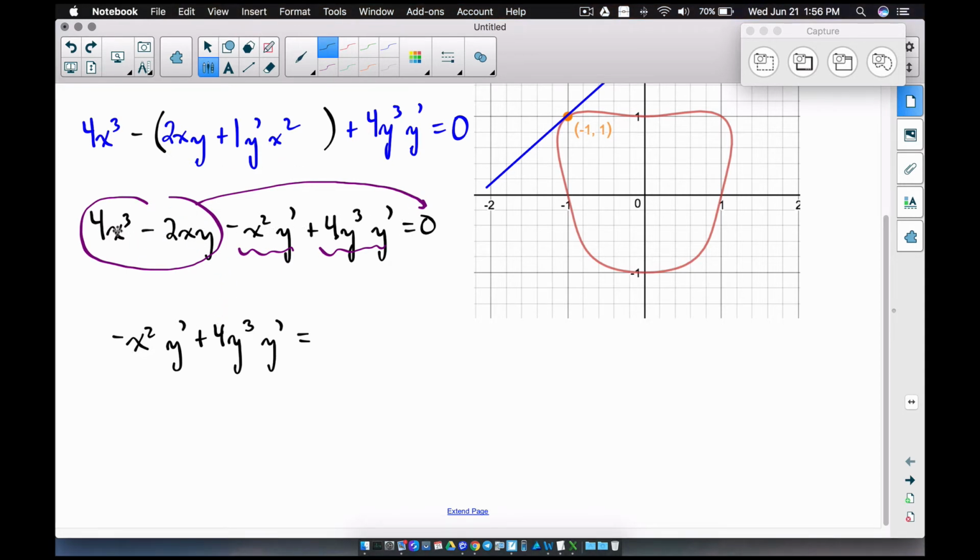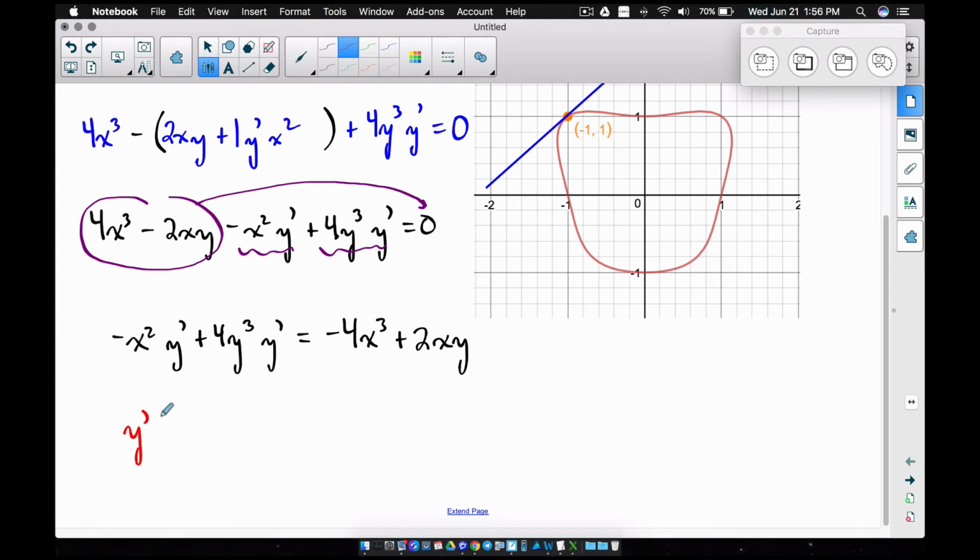So really all we're doing there is we're going to subtract the 4x cubed. So we have negative 4x cubed over here. And we have to add this 2xy to move it to the other side of our equation. So plus 2xy. And now that we have all the y primes on one side, let's work on getting that y prime by itself.